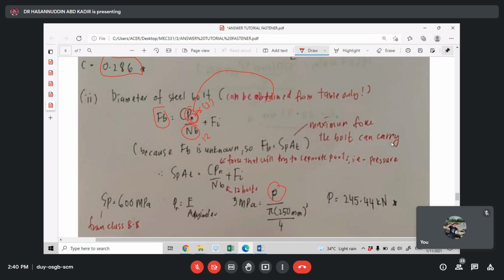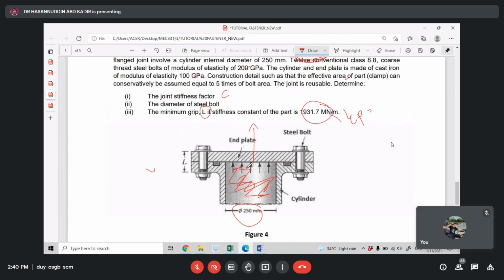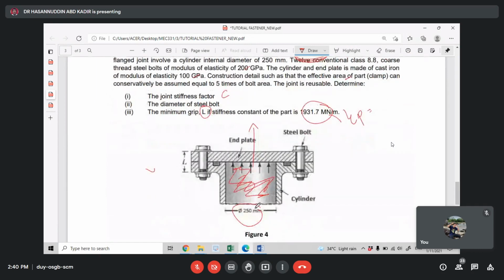And this one, as I said earlier, we need to convert it from pressure to force, because all the formulas involving the bolt or the part, we apply only the force. So convert it to force first, because they already give you the diameter of the cylinder. So the external force is the 5 megapascal, which we multiply with the area of the cylinder.